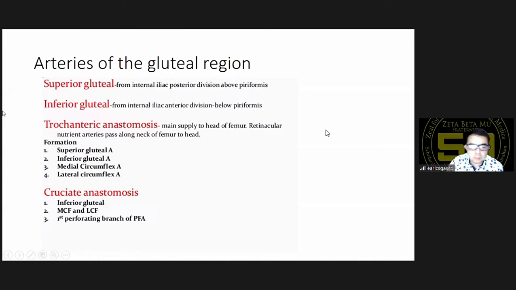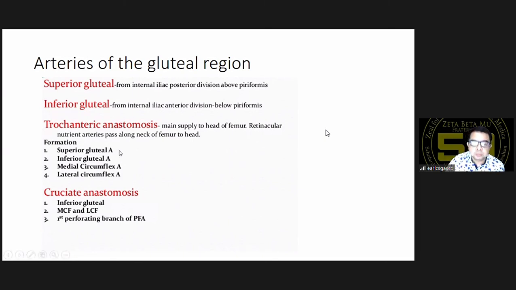Now we have your trochanteric anastomosis. These are anastomoses of small arteries, which act as the main supply of blood to the head of the femur. We have your retinacular nutrient arteries that pass along the neck. The retinacular nutrient arteries arise from this trochanteric anastomosis and pass along the neck of the femur to the head. The trochanteric anastomosis is formed by the superior gluteal artery and inferior gluteal artery coming from your iliac artery, and your medial circumflex artery and lateral circumflex artery coming from your profunda branch, the profunda branch of your femoral artery.